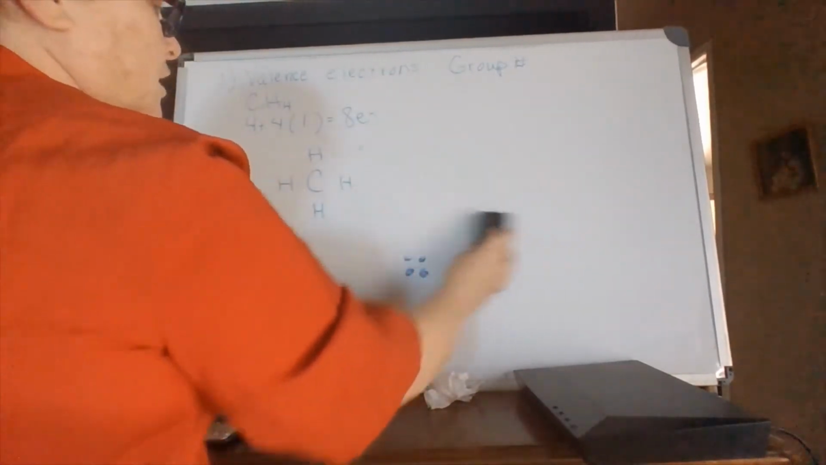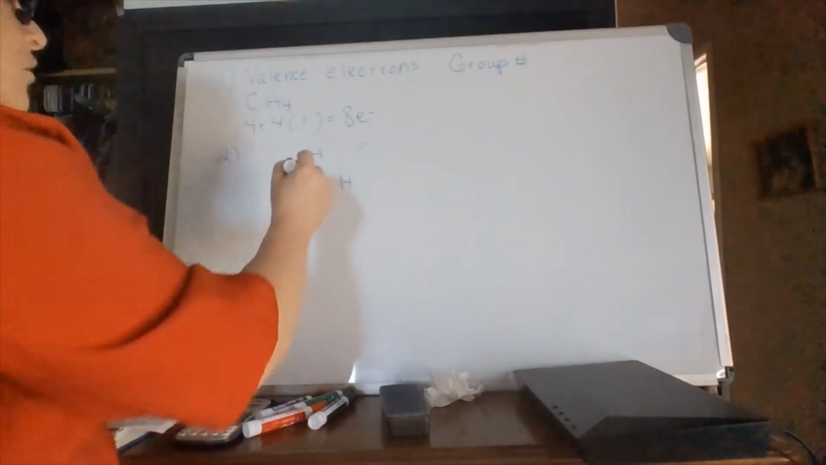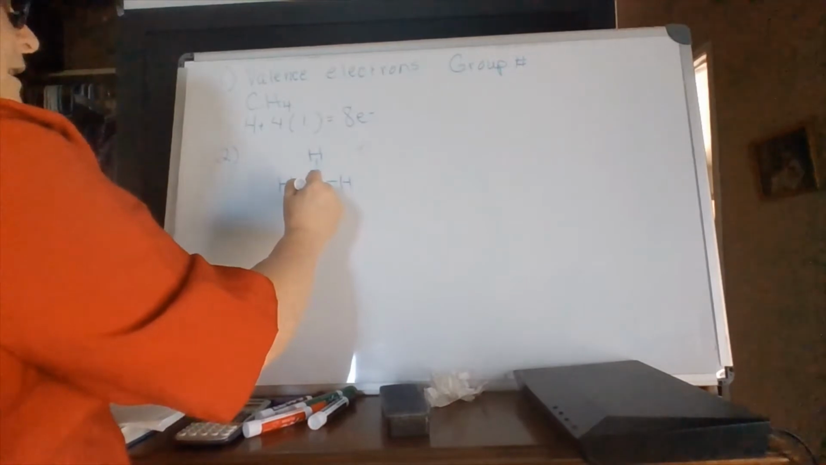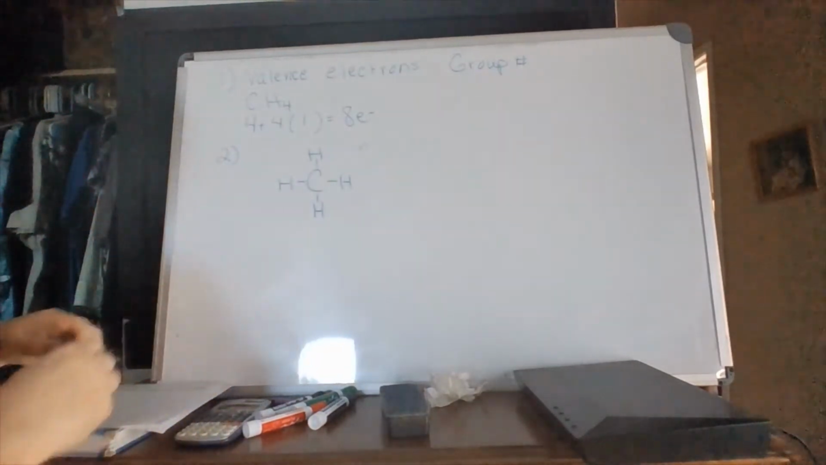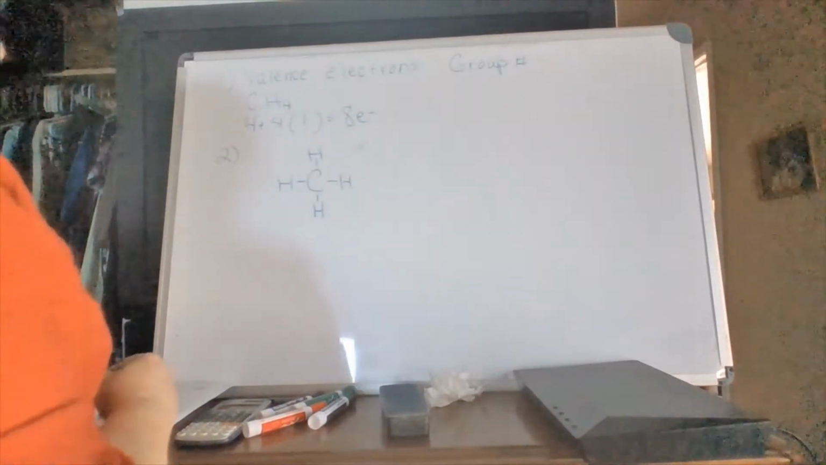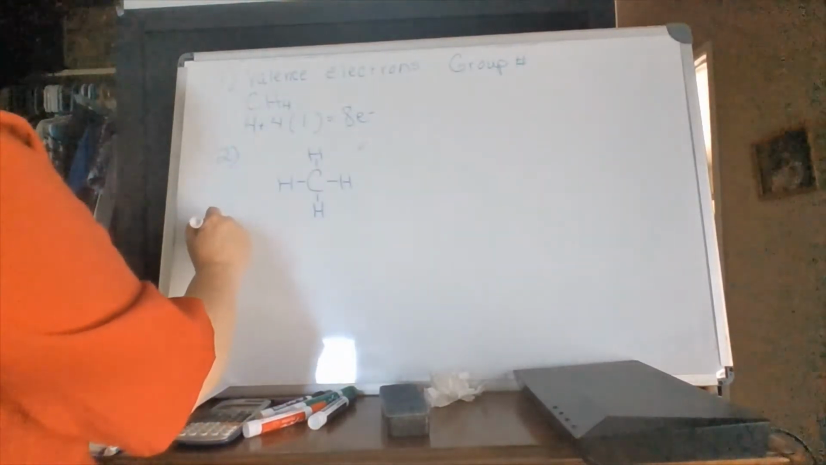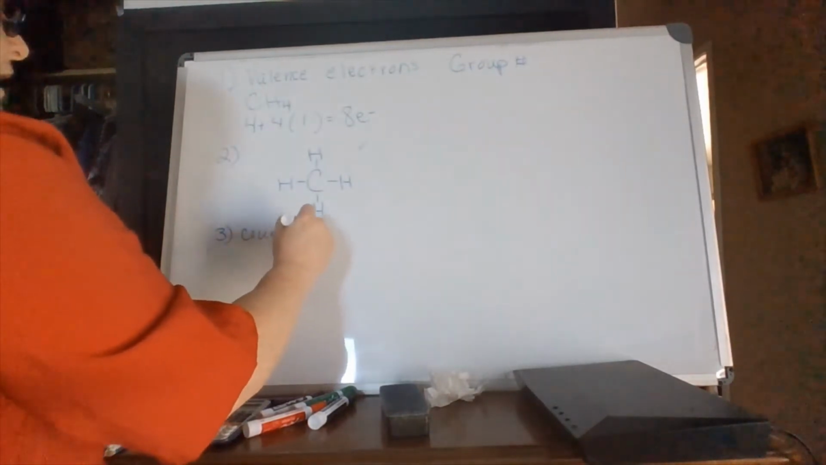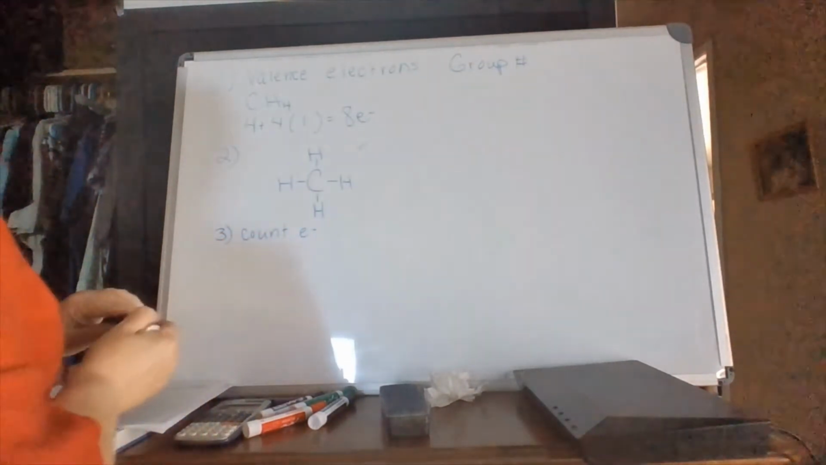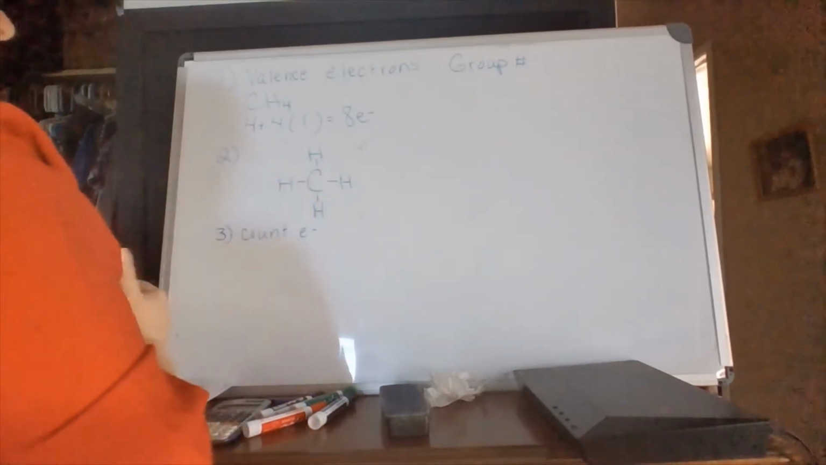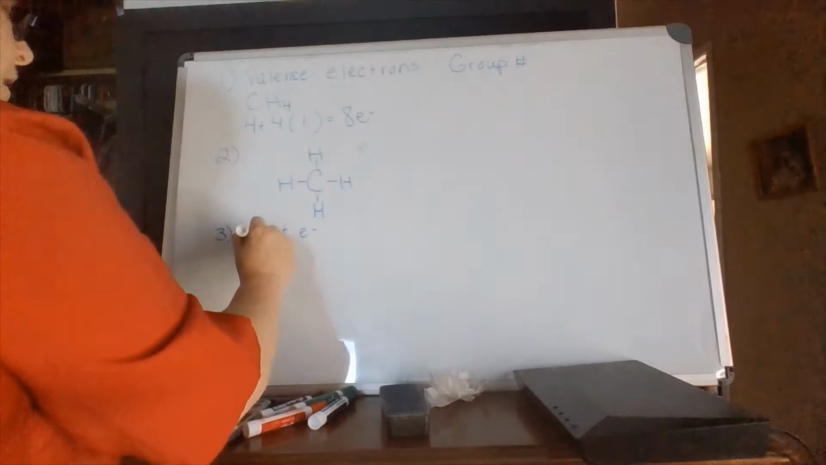So remember, each dot is 1 electron, each dash is 2. So I'm going to use the dashes and make bonds between these 5 atoms. I'm going to bond carbon to each of the hydrogens. So step 3 is to count the electrons again. And I have 2, 4, 6, 8. So I can check mark that.